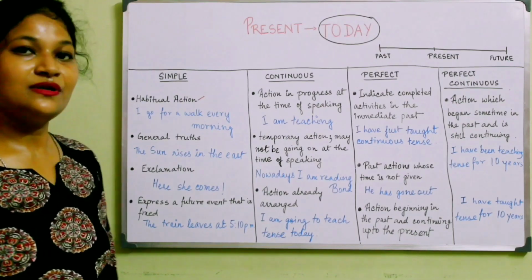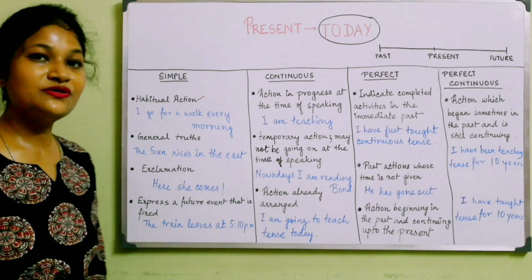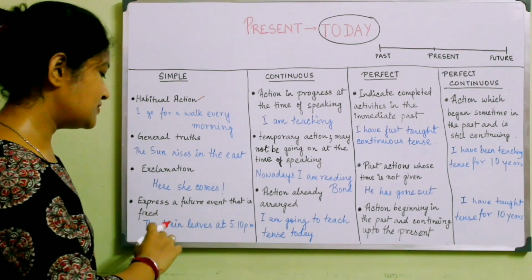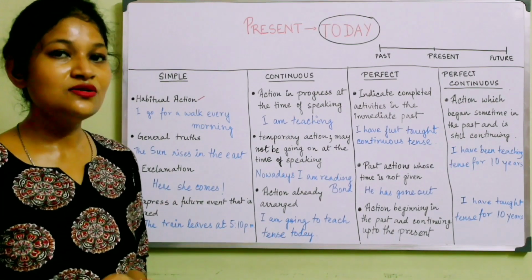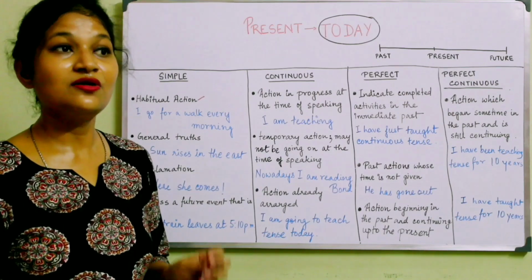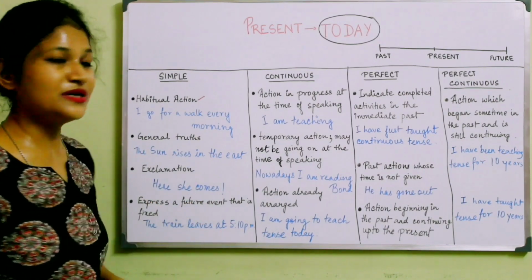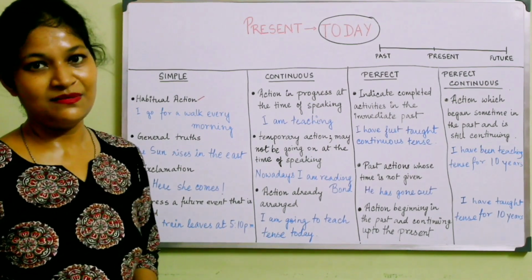Express a future event that is fixed. The train leaves at 5:10 p.m. Now here the train usually leaves every day at 5:10 p.m. So we say the train leaves at 5:10 p.m. But if the train doesn't usually leave at 5:10 p.m. but on that very day it is leaving at 5:10 p.m. we will not use the simple present tense. So what will we write? The train will leave at 5:10 p.m.